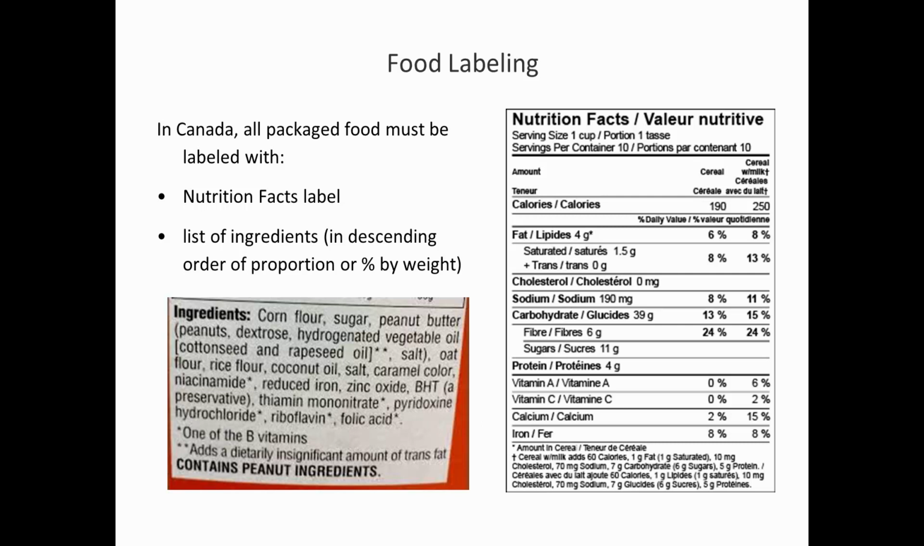Another place that we can get information about the nutrient content of foods is food labeling. Now in Canada, all packaged food must be labeled with 2 different things: a nutrition facts label, which is what we see here on the right, and a list of ingredients. The list of ingredients has to be in descending order by proportion or percent by weight. So the number one item in the list of ingredients is the item that is contained in the largest amount, either by weight or proportion in that particular product, and so on down the line.